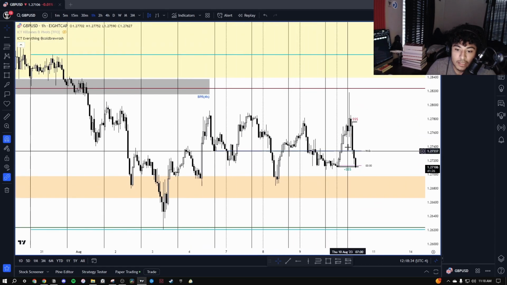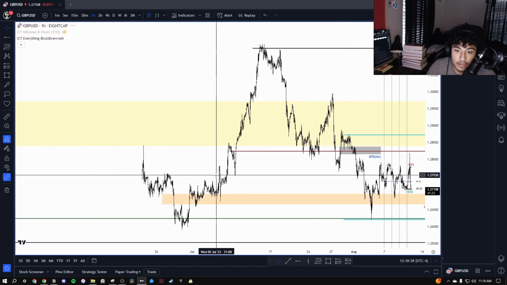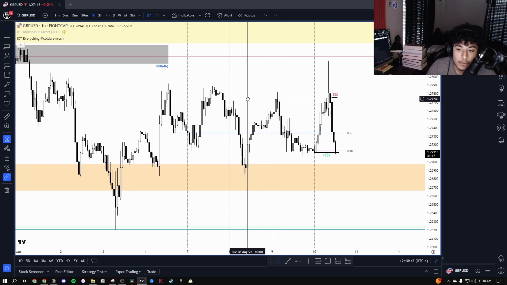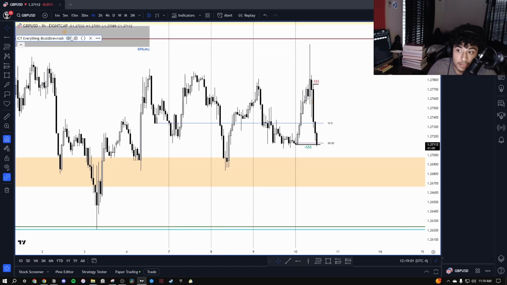I prefer just the weekly range. That's kind of why I have it, and your chart can get very cluttered up. And yeah, I only like having the weekly, the last 4 days basically, or the last couple days. I usually don't like trading on Monday, because overall this indicator is very useful.